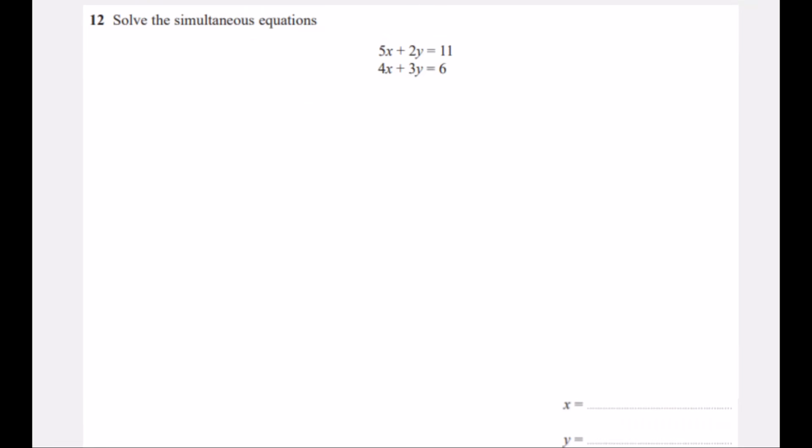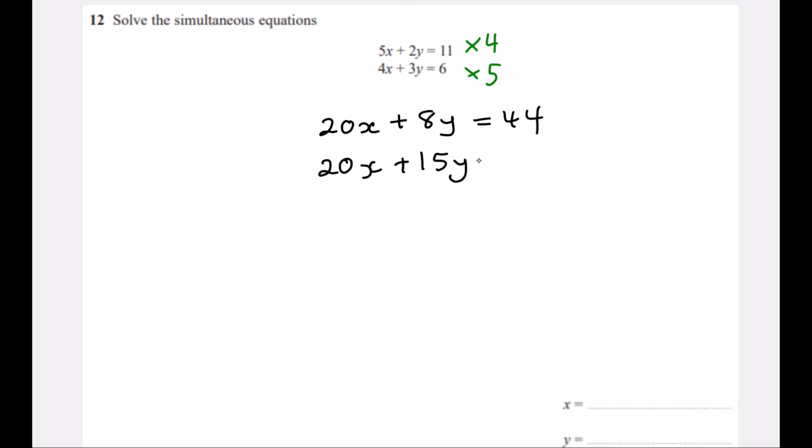Question 12, solve the simultaneous equations. We're going to solve them by elimination, which means we need to make the x's the same, or we need to make the y's the same. I'm going to make the x's the same. I'm going to times the top one, the whole of it, by 4, and the whole of the bottom equation by 5. So that will give me 20x plus 8y equals 44, and 20x plus 15y equals 30.